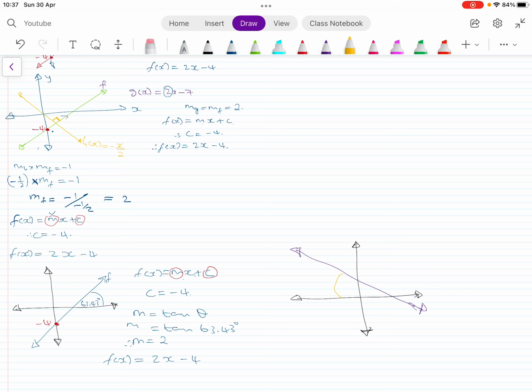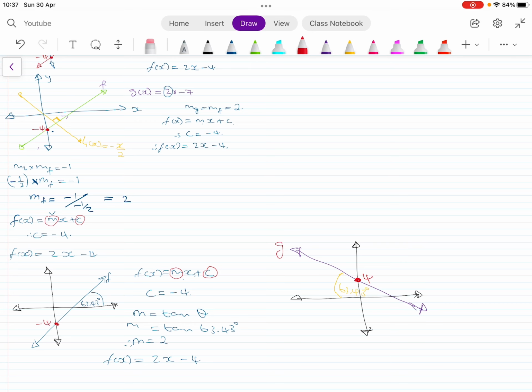and that is probably 63.43 degrees. Okay, that's the angle between the line, and let's call it G, not F. Okay, and then the y-intercept, we still have it as maybe now it's +4. Okay, and we're trying to get the equation of G.